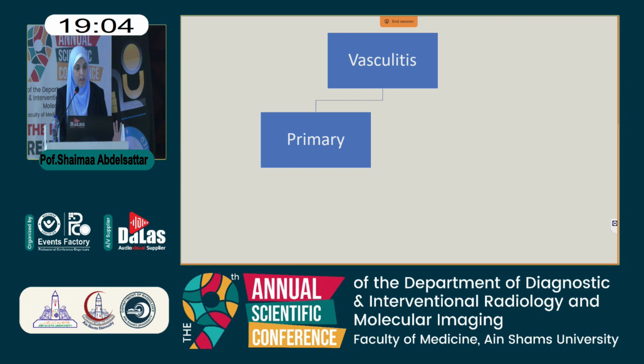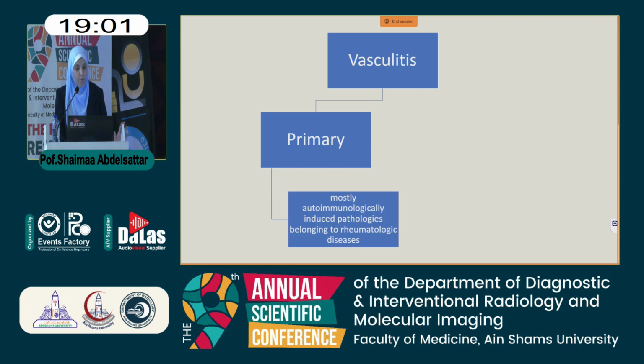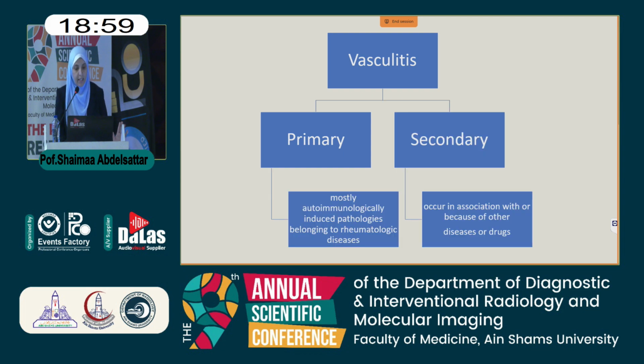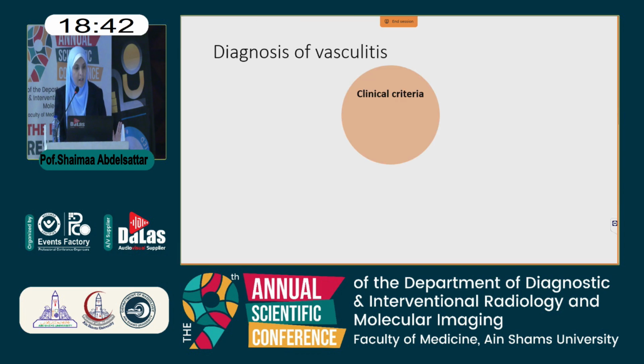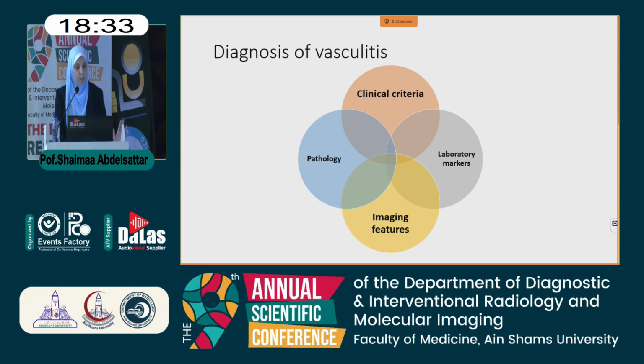Vasculitis can be categorized as either primary, mostly autoimmune diseases, or secondary, occurring in association with or because of other diseases or drugs. Vasculitis can be small vessel, medium-sized, or large vessel vasculitis. Diagnosis of vasculitis depends on a multidisciplinary approach, starting from clinical criteria, laboratory markers, imaging features, and pathology.